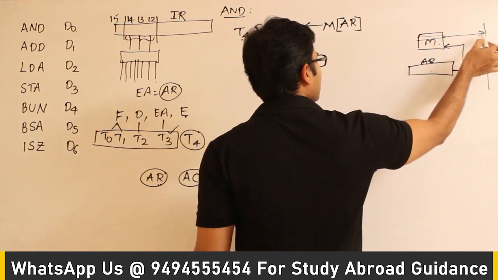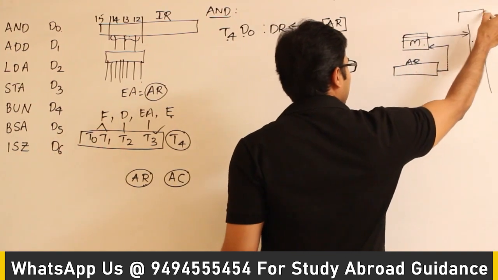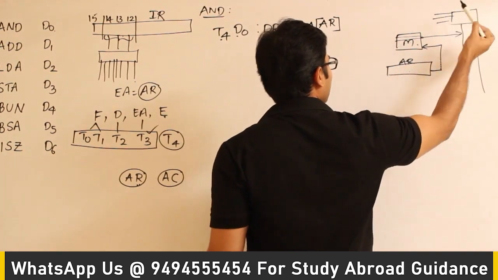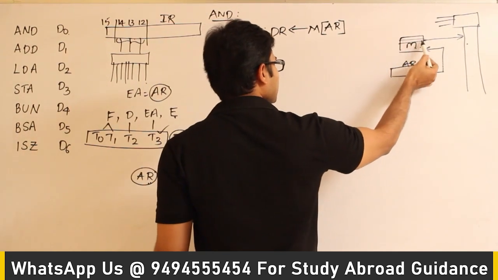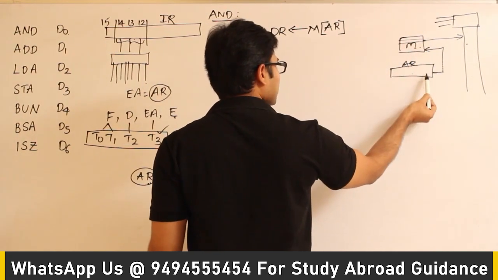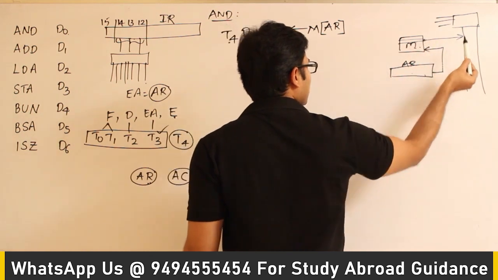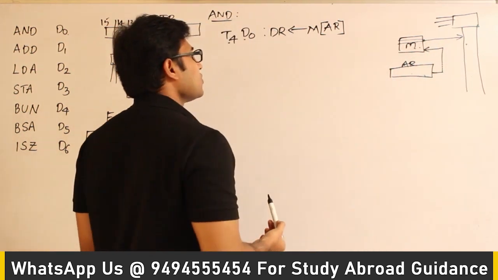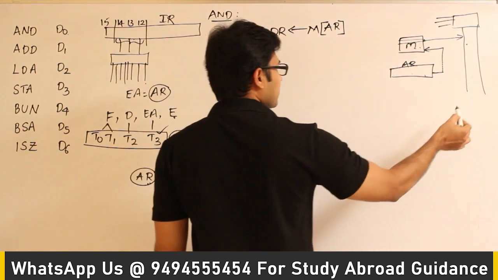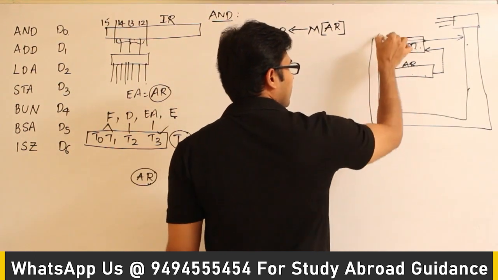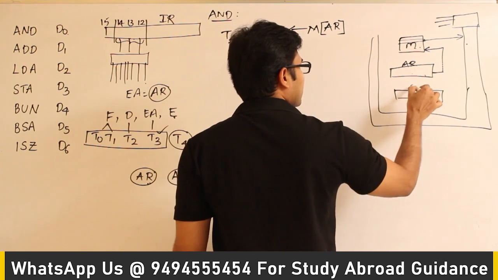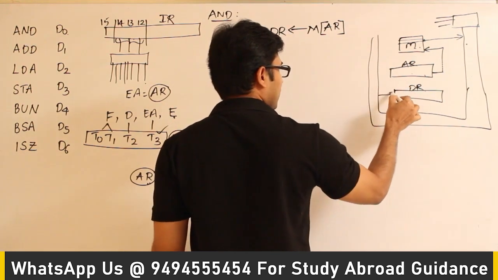So how can we move this onto the bus? By giving the select lines here as 111. Then memory will be selected, and the word which is highlighted by the address given in AR will be kept onto the bus. Got it? So once that particular word is on the bus, we have to load it into the data register. Got it?